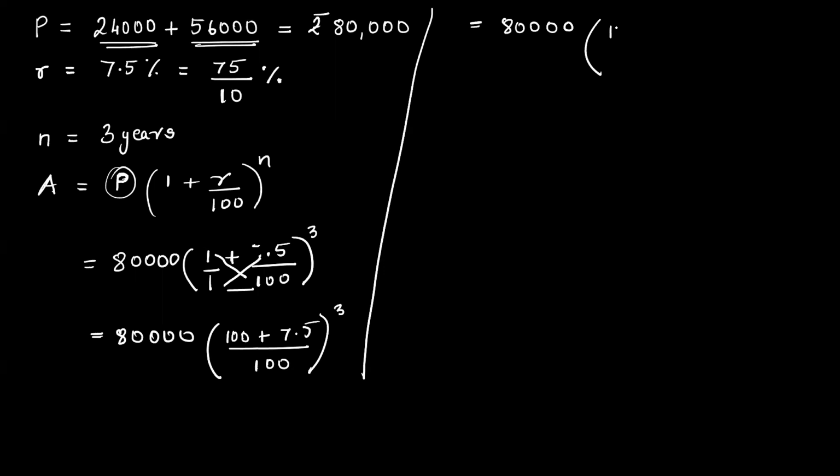108.5. 107.5. 107.5 upon 100, the whole cube. अच्छा, if I remove the decimal, तो नीचे क्या हो जाएगा? 1,000. Now cube है, so is it okay if I write 80,000 into 1075 upon 1,000?